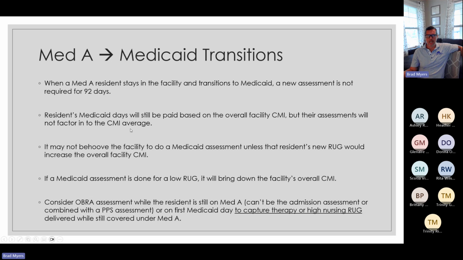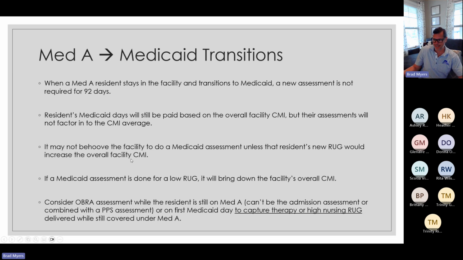So this is somebody who stays, they transition from Med A to Medicaid or Medicaid pending. They don't necessarily have to have another assessment, especially if that's going to drop them into a lower rug than that rehab rug. So it may not behoove the facility to do a Medicaid assessment unless that resident's new rug would be an increase to the overall facility case mix.